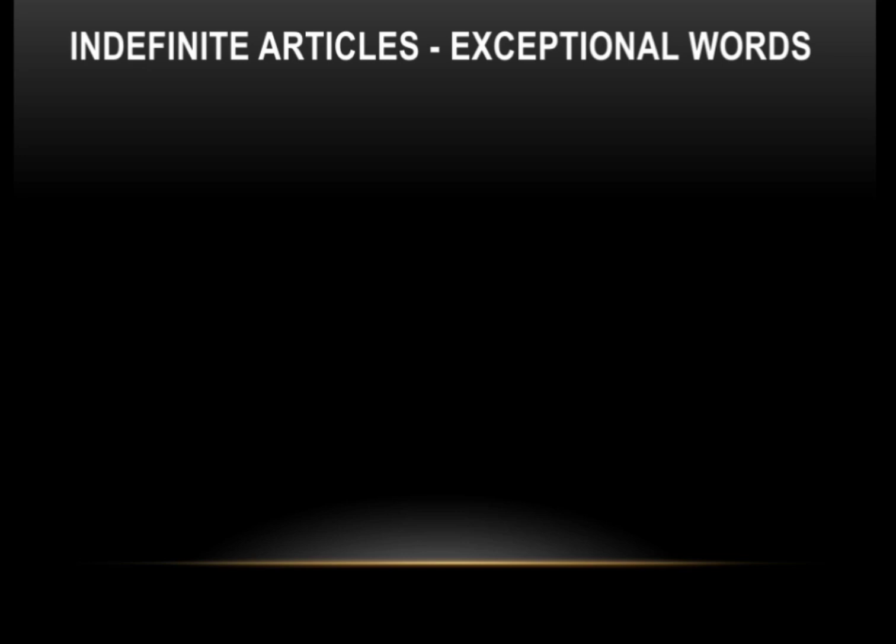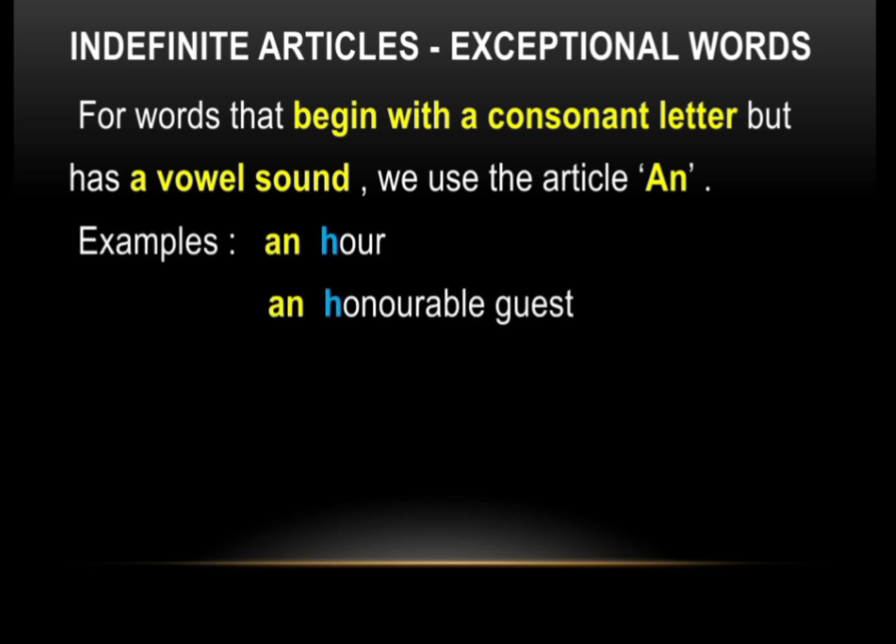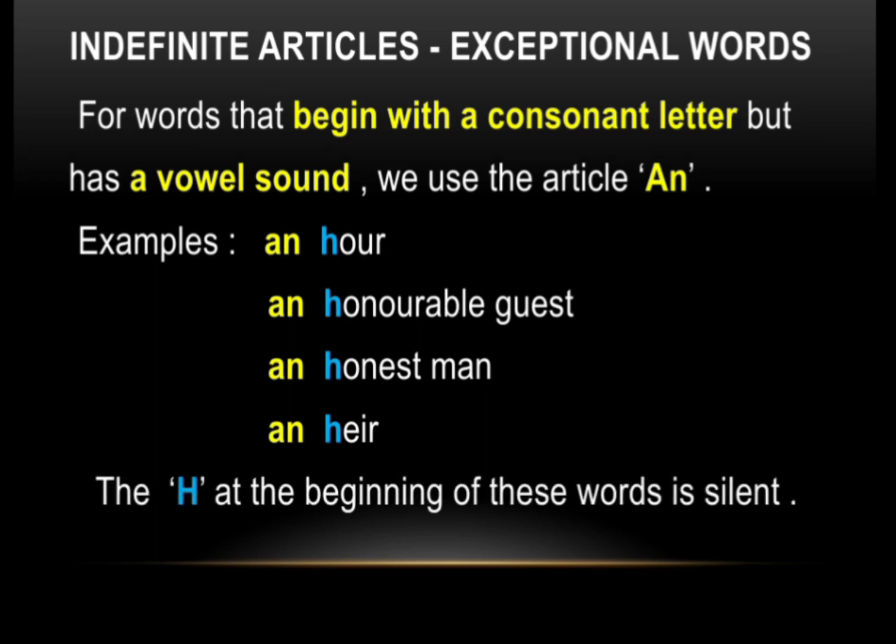Here again we have some exceptional words in the indefinite articles. For words that begin with a consonant letter but have a vowel sound, we use the article an. An hour, an honorable guest, an honest man, an heir. In all these words, the first letter is H and this H is silent. The next letter is a vowel letter and these words give those vowel sounds, and so an is used. The H at the beginning of these words is silent.